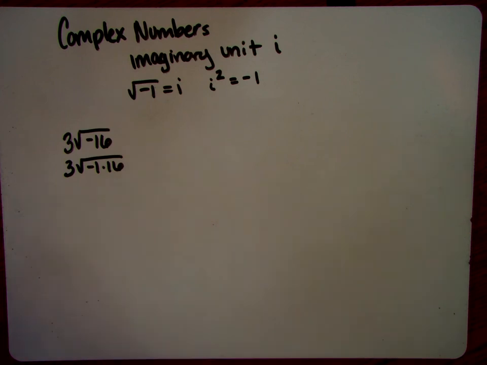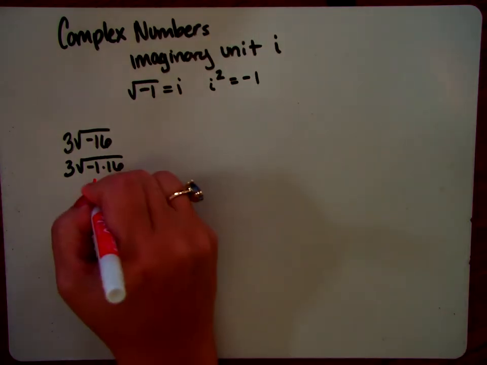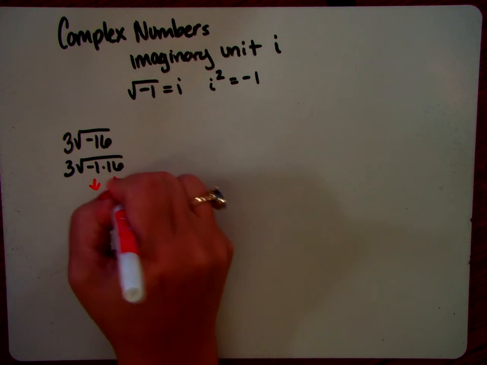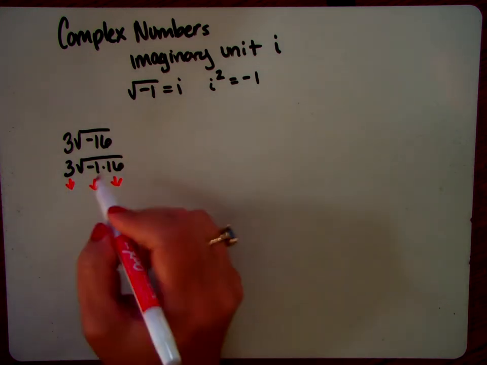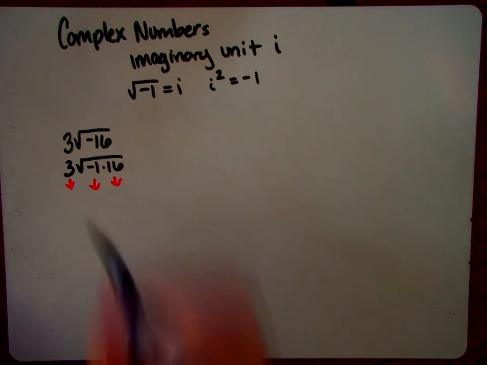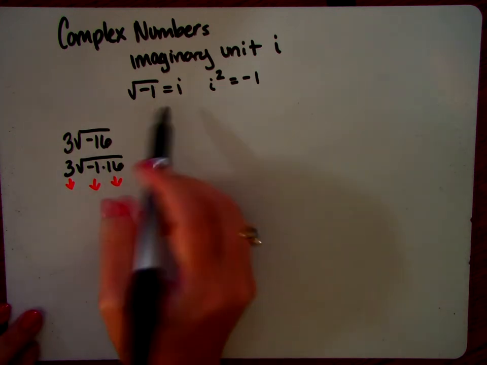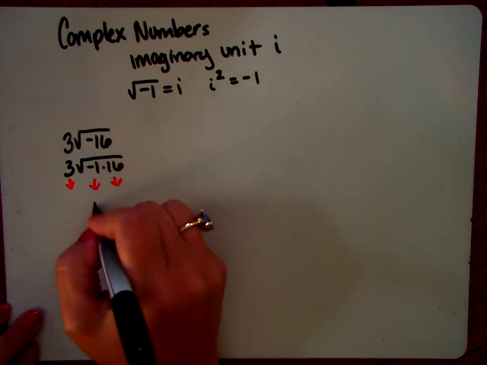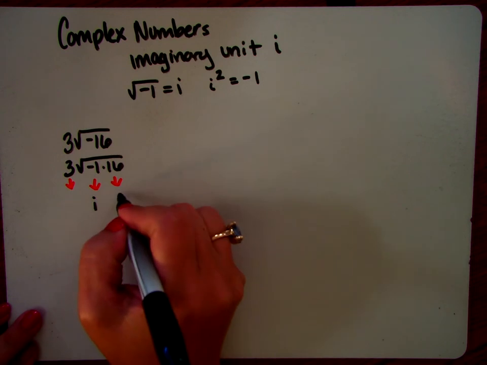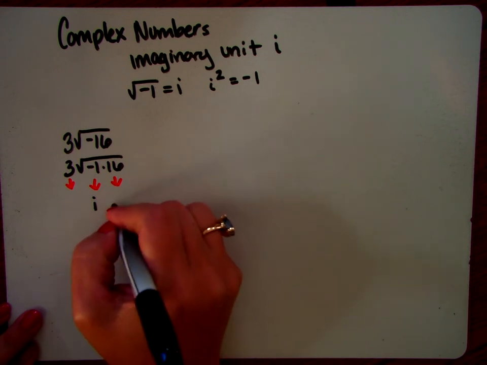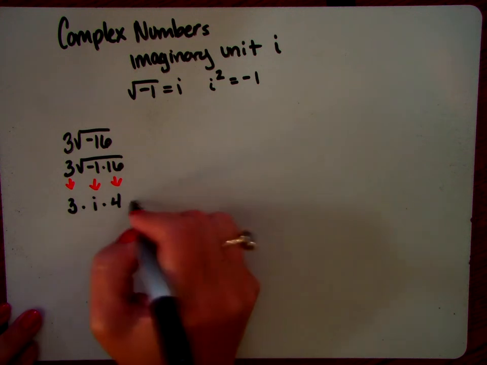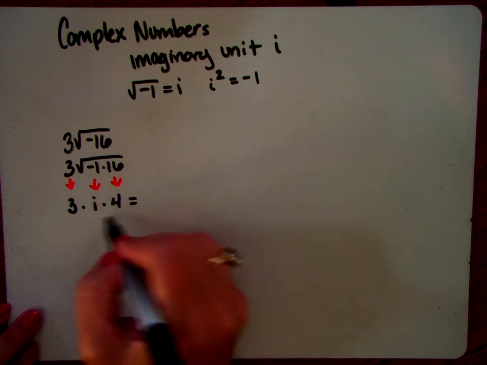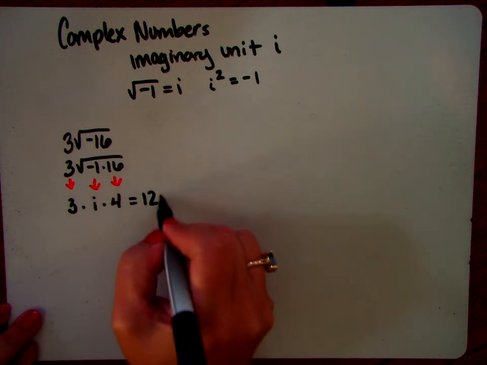Now, for here, I'd like you guys to do arrows. So arrows are kind of telling us, hey, this turns into this. So the square root of -1 is i. The square root of 16 is 4. And we're going to multiply that by 3. So 3 times i is 3i, times 4 is 12i.